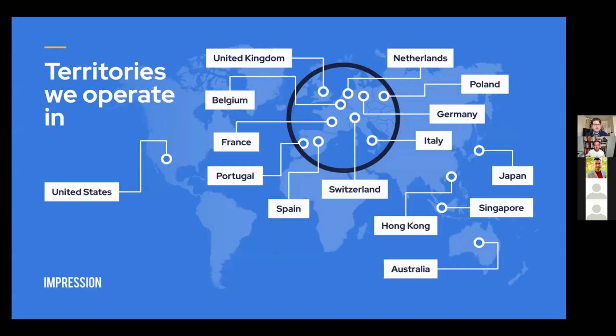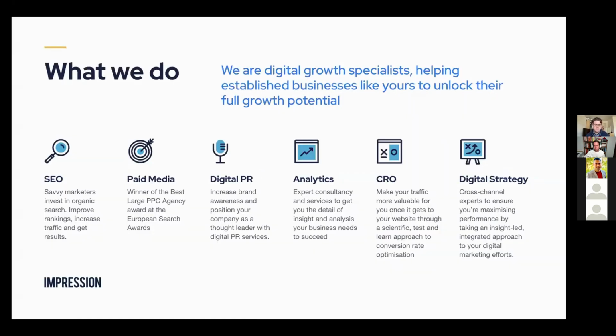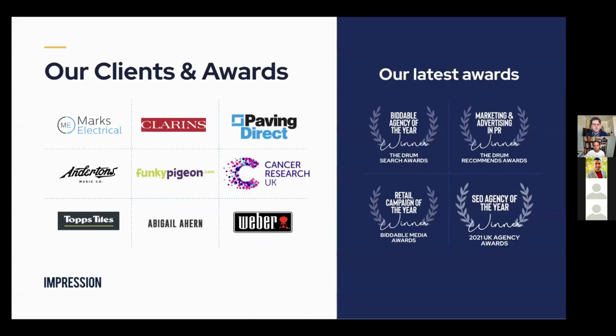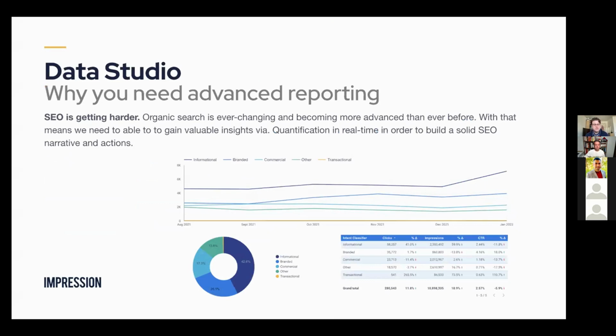And a little bit about Impression. We work with global brands. We're based in the UK, specifically Nottingham, and I'm now at the moment in London. We cover every single digital marketing channel. I don't think there's anything that we don't capture. But at the moment, my specific remit is SEO. And here's the typical agency slide on the clients we work with and some of our awards.